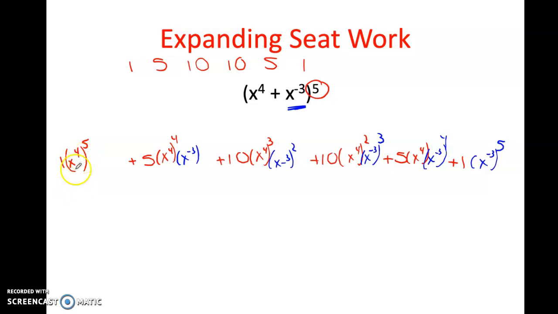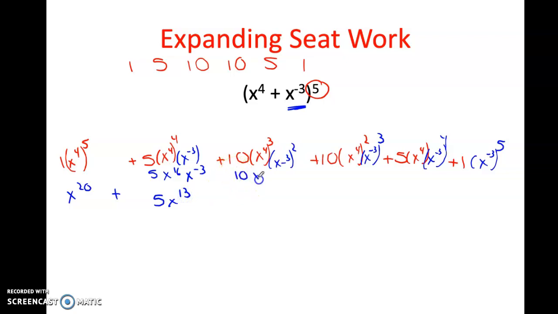So now we're going to simplify. When you have an exponent to an exponent, we multiply them. So x to the 20th power plus 5, x to the 16th, x to the negative 3rd. They're both x's this time. When you multiply with the same base, you add the exponents. So this will be 5x to the 13th power.